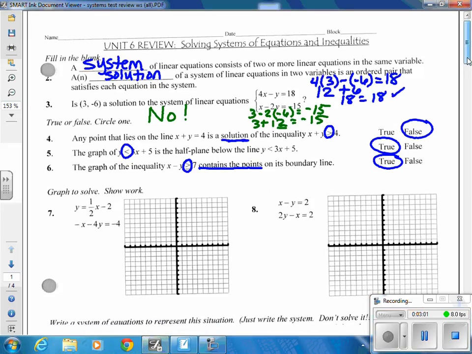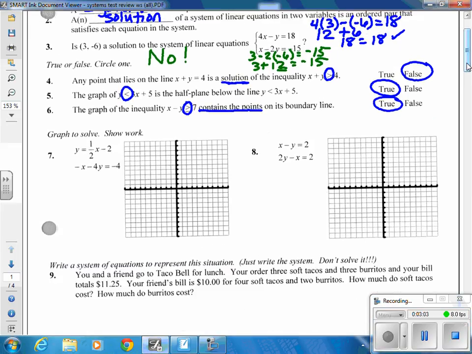without doing heavy-duty work. For number 7 and 8, you are asked to graph to solve. So this is using the graphing method, right? And the first thing we always must do is make sure our equations are in intercept form. The first one is ready to go, so we're going to take the second one and get the y by itself. First thing we need to do is add x to both sides. Now you have -4y equals x minus 4. Divide everything by -4.